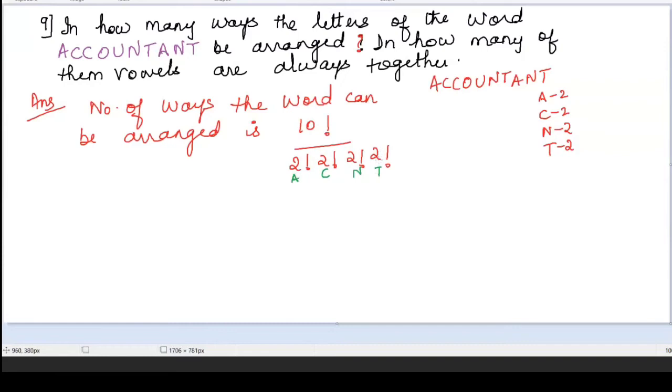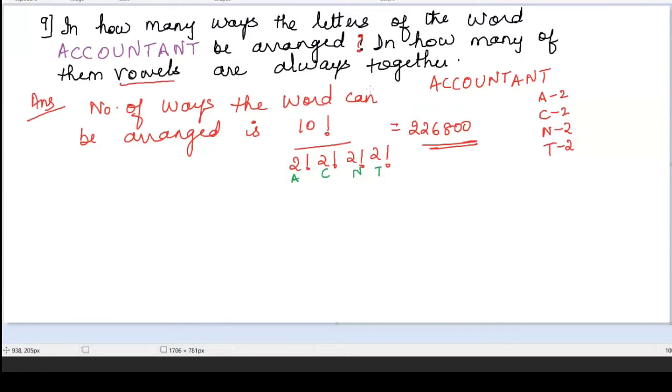Anyone with the answer? So this is equal to 226800. Fine. Now, one question out of this is over. There is another question telling us in how many of them vowels are always together. Always together means, what comes to my mind? Put them in one packet.